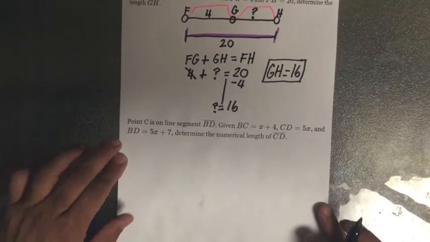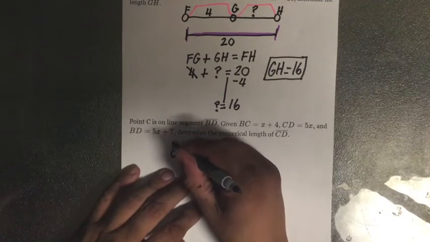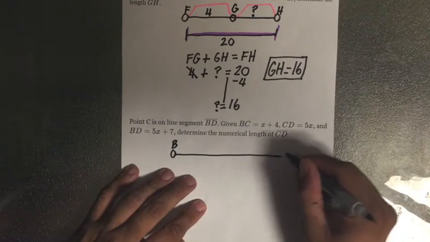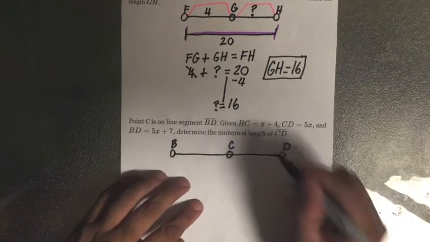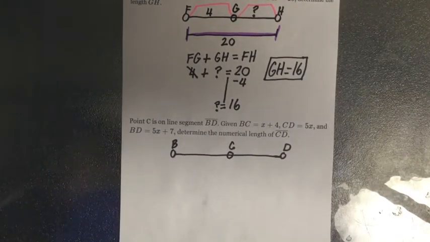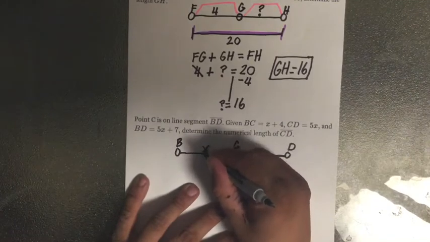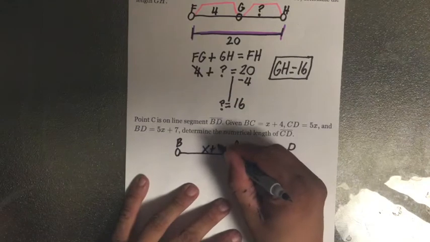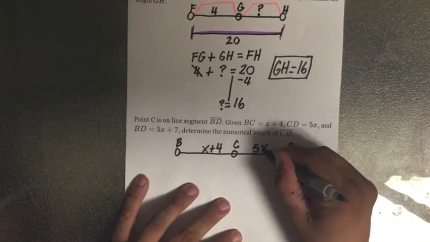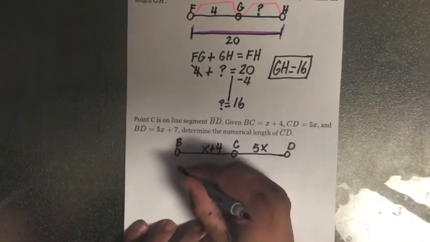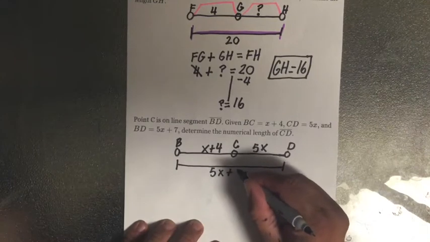So this second example here, it's the same setup though. Point C is on line segment BD. So B all the way, I'm going to make it a little longer here, to D. And C is somewhere in between here. I'll put it here. Okay, so now let's fill in the information that's been given to us. From B to C is X plus 4. C to D is 5X. And B all the way over to D is 5X plus 7.